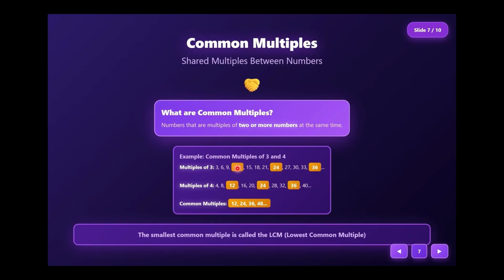See the numbers that appear in both the lists: 12, 24, 36, 48. These are the common multiples. And the smallest common multiple is 12, which is called the least common multiple or LCM. This is super useful for adding fractions and solving all kinds of math problems.